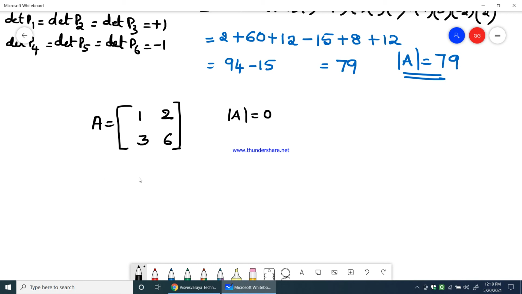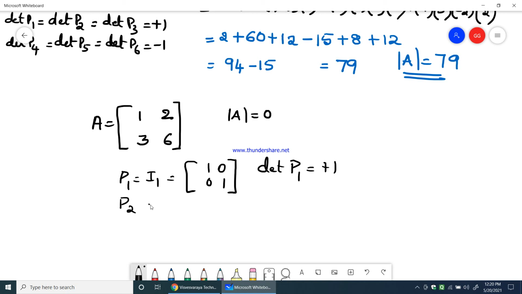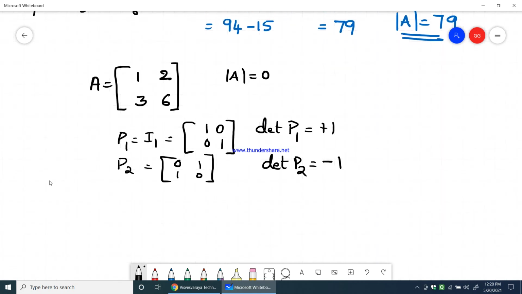Okay, big formula. Now P1 will be equal to I, which will be equal to 1 0 0 1. Therefore determinant of P1 equals plus 1. Now P2 will be equal to 0 1 1 0. Now we have exchanged one time, row exchange will happen one time, so therefore determinant of P2 will be equal to minus 1. Okay, so we got P1 to be equal to plus 1, P2 to be equal to minus 1. Now let me write the big formula for this.